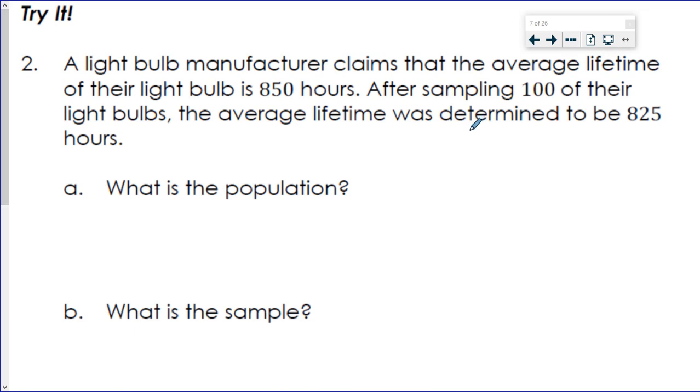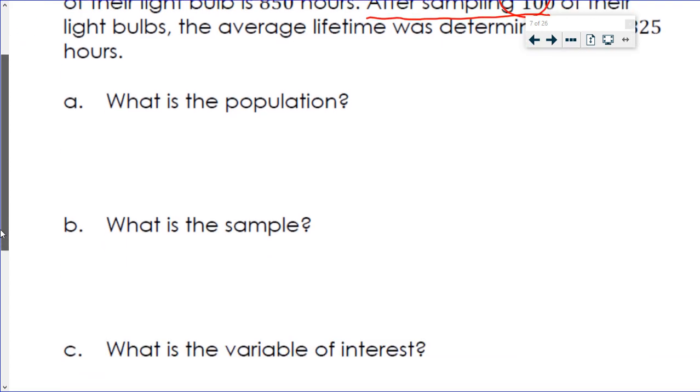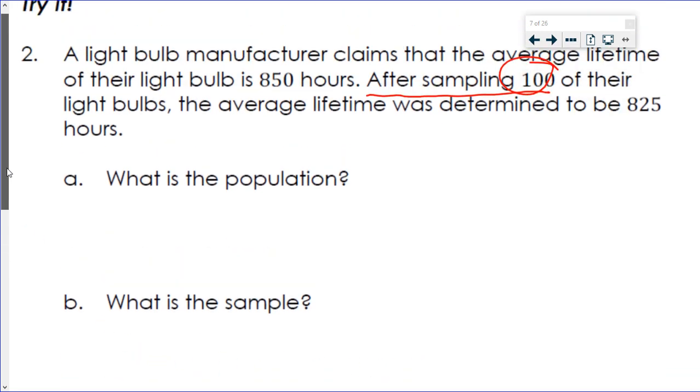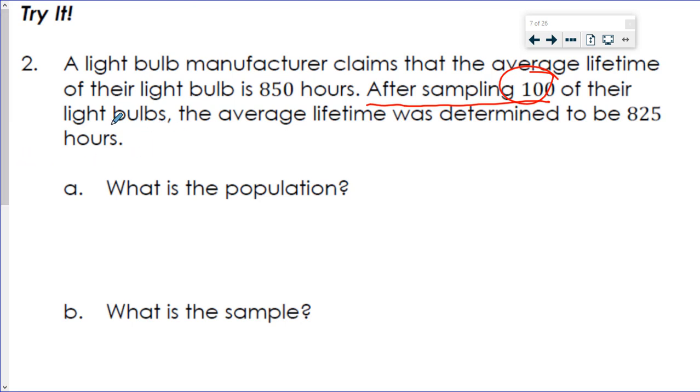All right. So again, what is the population? That is all of the light bulbs they manufacture. Again, the population is everything, all of it. Okay. That's the population. What is the sample? Well, right here, after sampling 100, it's these 100 light bulbs. That's the sample. All right. What is the variable of interest? What is the thing that we want to know here? Well, it's the average lifetime of the light bulbs. That's the variable. That's what we're interested in.